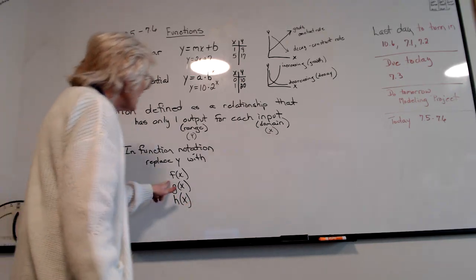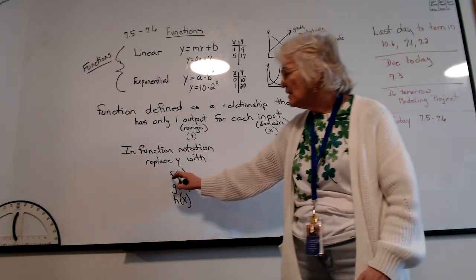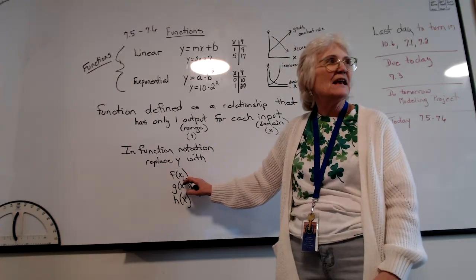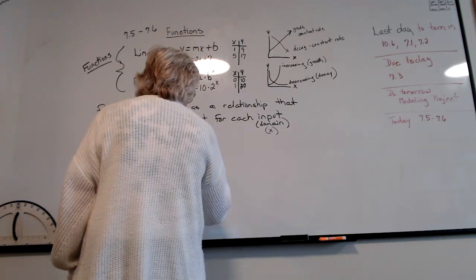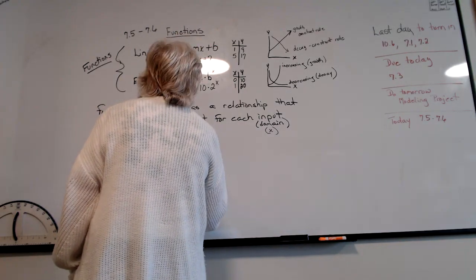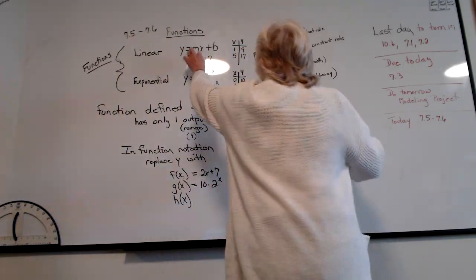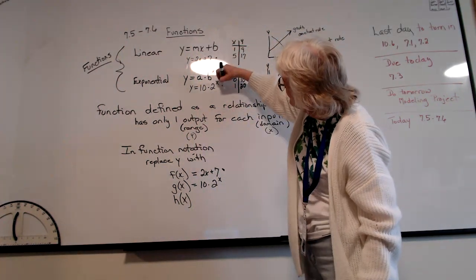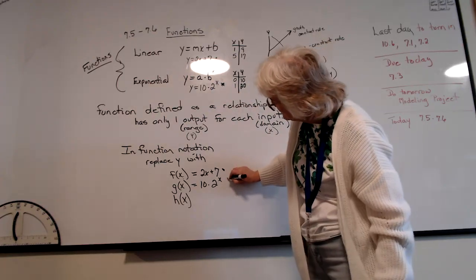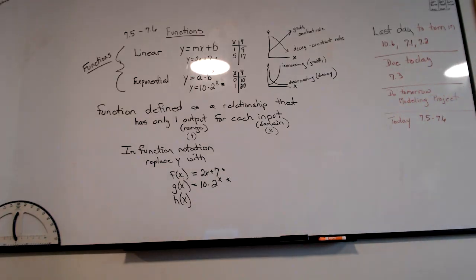Okay, now this is not f times x. This is saying the function f, when your input is x, equals. So I could say equals 2x plus 7. Or g of x equals 10 times 2 to the x. Remember those? This function right here is identical to this function. This function right here is identical to this function right here. Notice, all I did was replace the y with this little special notation.